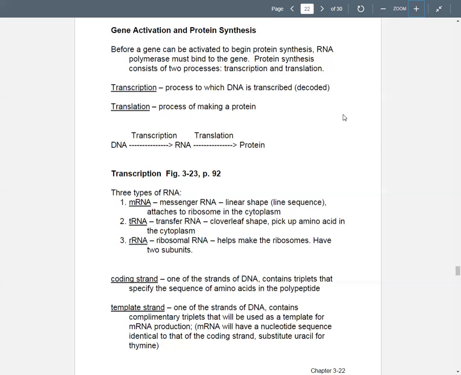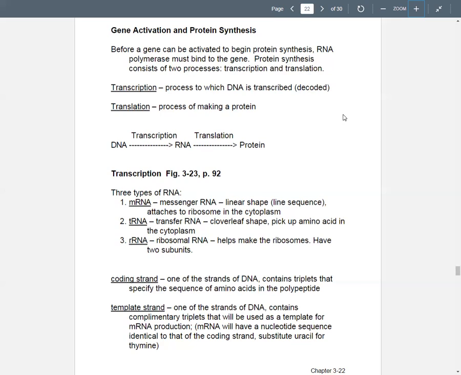More specifically, in transcription, DNA is used to make RNA. In translation, RNA is used to make protein. One thing I want to make sure you understand: DNA does not become RNA. RNA does not become protein. They are different molecules. They are used as templates to make the next piece. So DNA is used as a template to make RNA. RNA is used as a template to make protein.